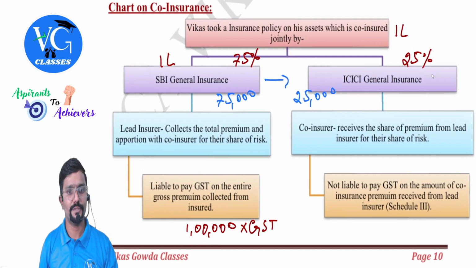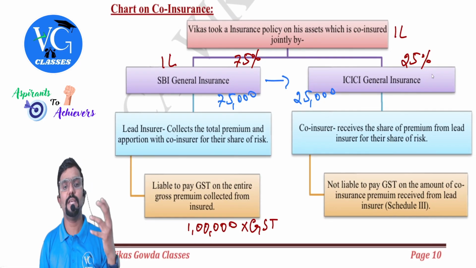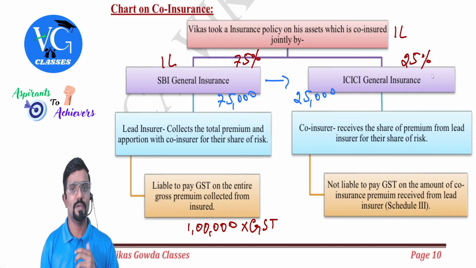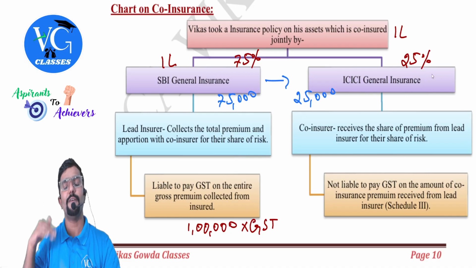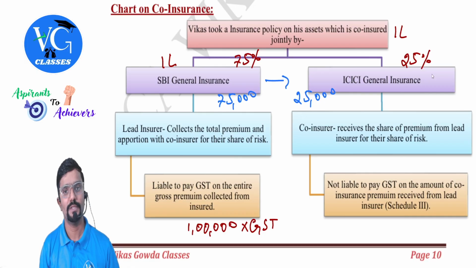You can make a note of it. You can just give a heading, chart on co-insurance, and take down this, including the amounts. Vikas totally paid 1 lakh for SBI. That is called gross premium. They retained 75,000 and gave 25,000 to ICICI, who is co-insurer.